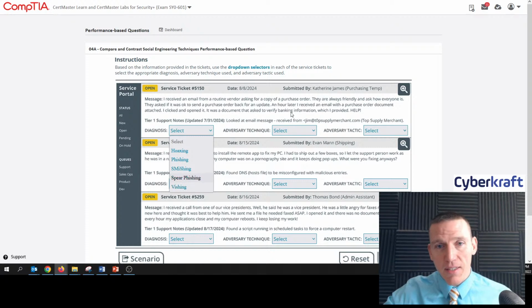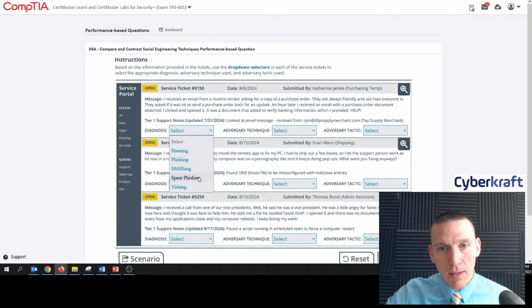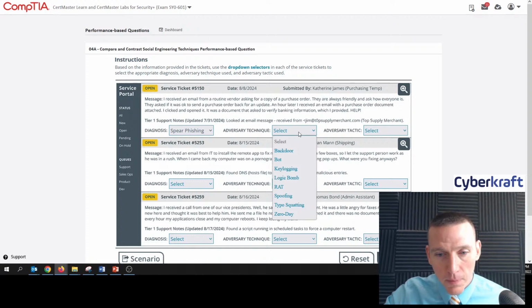Now, she says this is a routine vendor. So if this is a routine vendor, then the hacker has gone through some extra steps. They've gone through the step of figuring out who deals with this organization. So that tells us that this is going to be a type of spear phishing attack, I bet. So let's go ahead and pick spear phishing. Okay, an adversary technique. Let's see what they're asking for here.